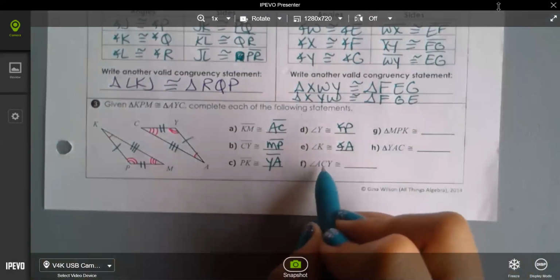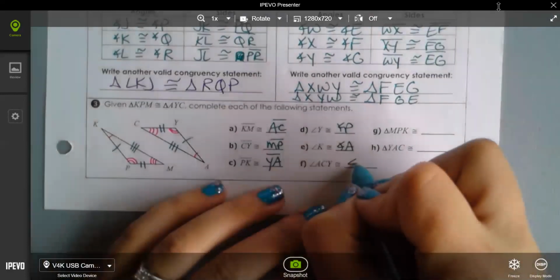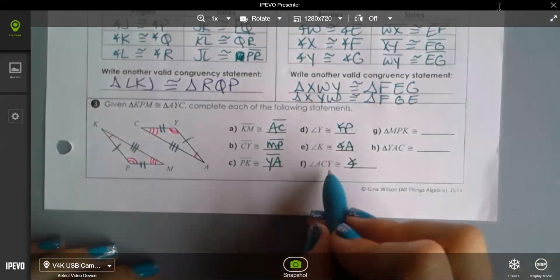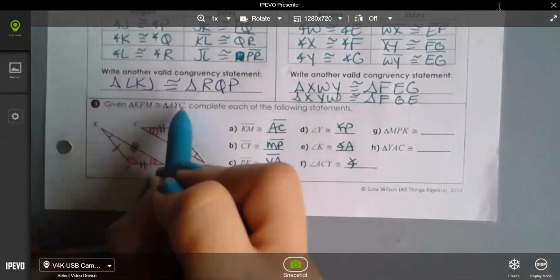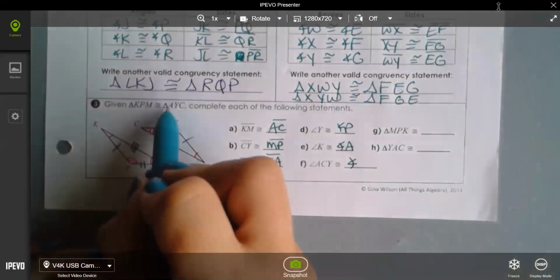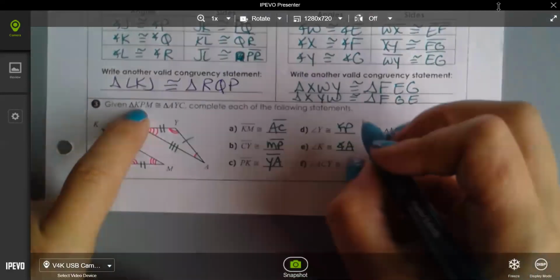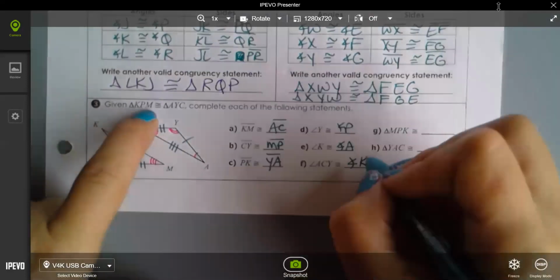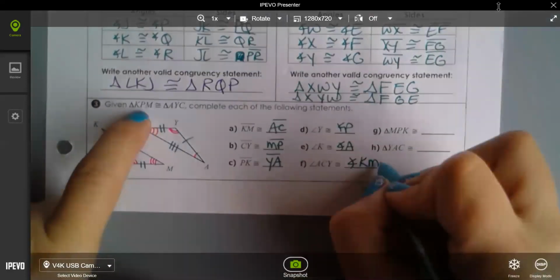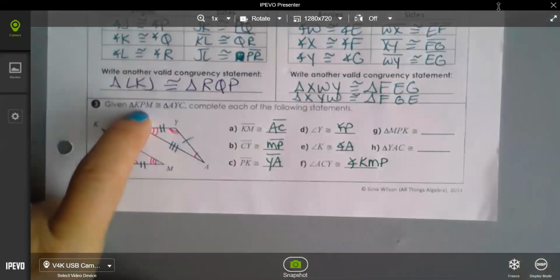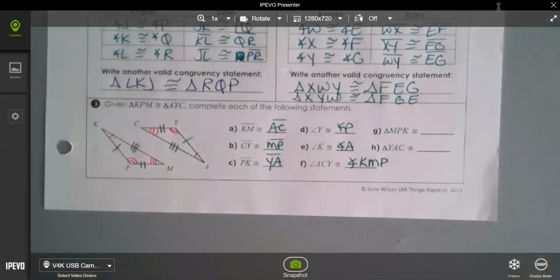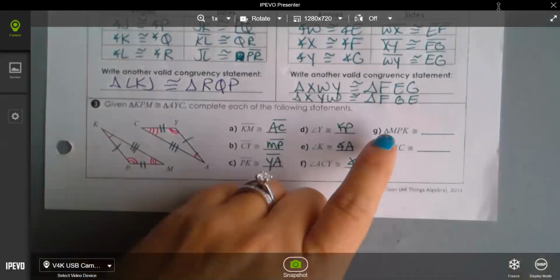Angle ACY, so they're giving you 3 letters and you have to do the same order. ACY, so they did first, last, middle. So now I have to come here and go first, last, middle. Just follow the order. You can't go wrong if you follow the order.